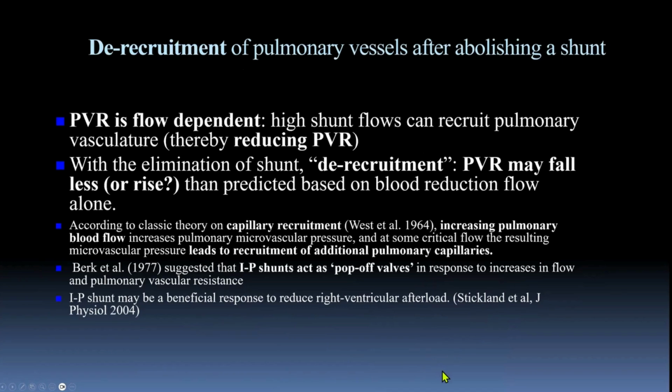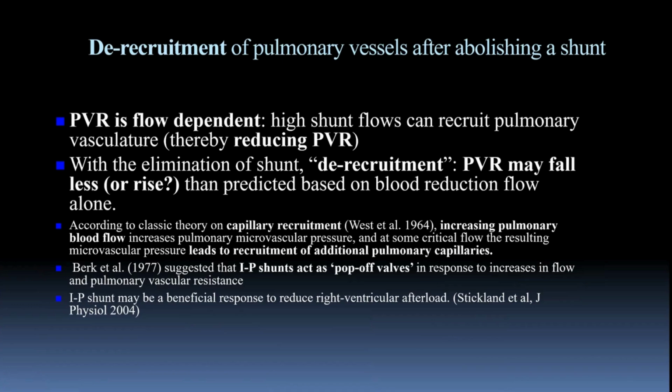Did we do a good thing or not? Important to remember this for the experts in the team, that there is this concept of de-recruitment of pulmonary vessels after abolishing a shunt. What does this mean? This is an important concept because there is evidence that when you have a shunt, we have increased pulmonary blood flow. When you have an ASD, vessels in your lungs that are normally closed are opened up to accommodate the extra volume.